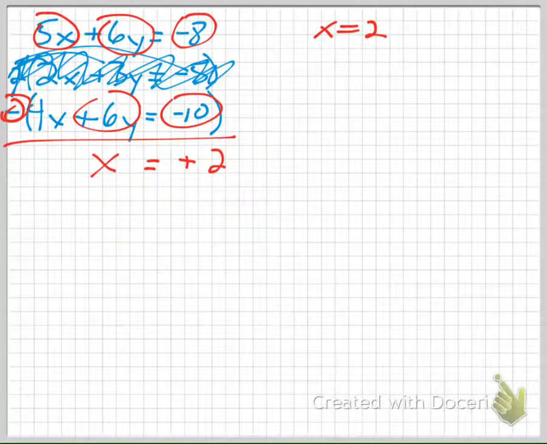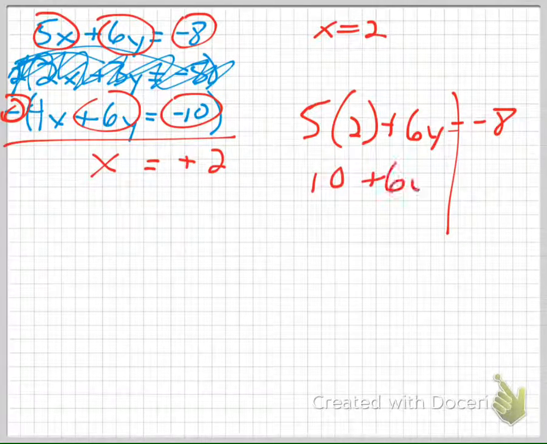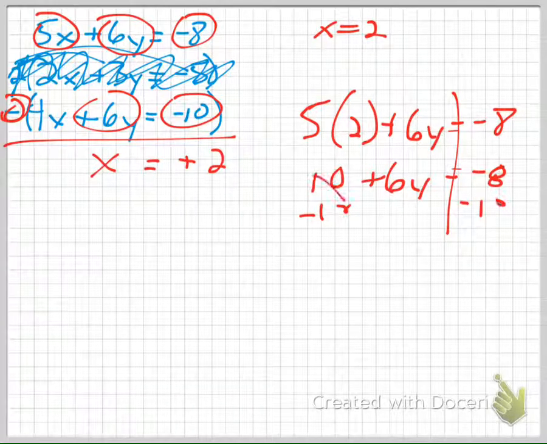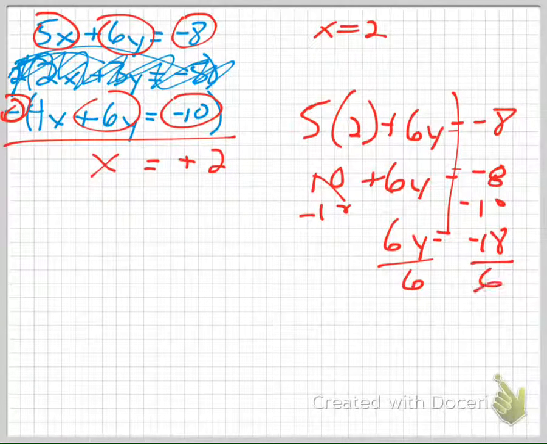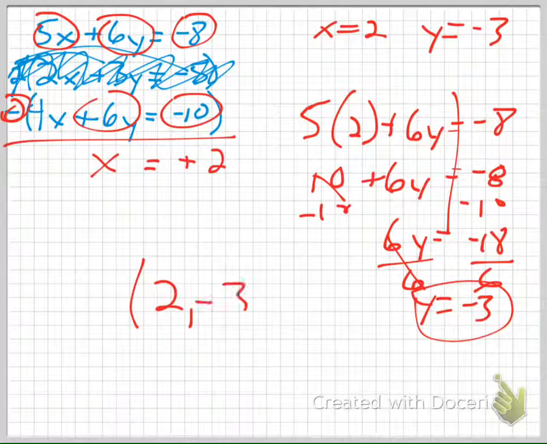Now what do I do with that? X is 2. Plug it into where? Anywhere. Either one of them. 5 times 2 plus 6y equals negative 8. 10 plus 6y equals negative 8. Minus 10, minus 10, 6y equals negative 18, divided by 6, divided by 6. Y equals negative 3. You'd write the answer 2, negative 3.